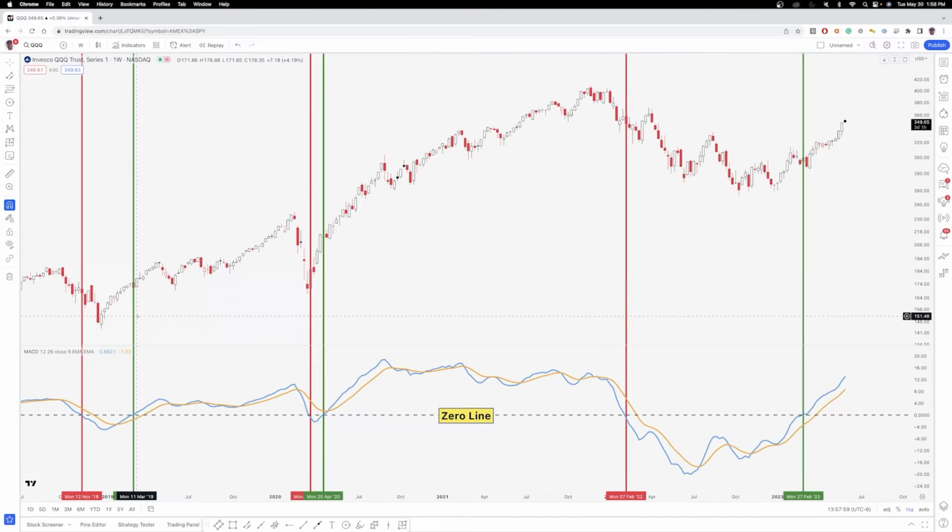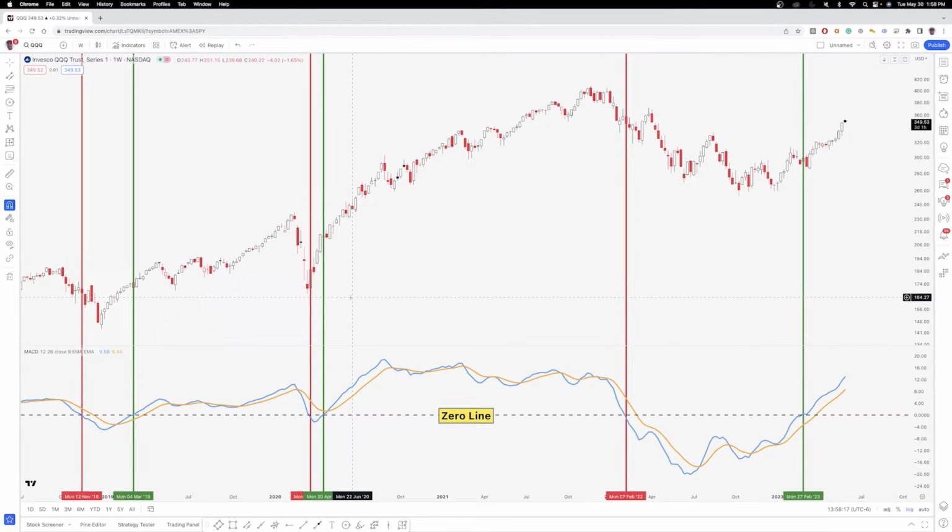So ideally, you want to use the MACD cross, but also use the MACD crossing above the signal, but then using the MACD crossing above the zero line to really get conviction in your trade. In this case, you can see here back in COVID, we actually had a false signal.